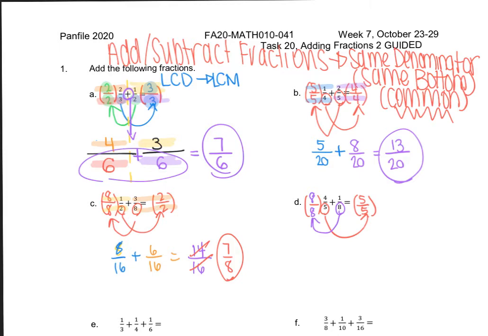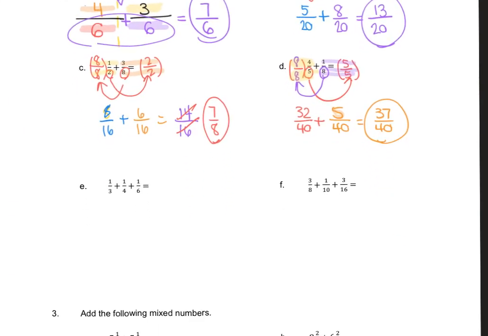We are going to multiply on the top and the bottom of our left fraction, and we are going to get 32 over 40. We are going to add, okay, we're going to multiply over here, and we are going to get 5 over 40, and we are going to get 37 over 40. And we are done. Can't simplify that one.